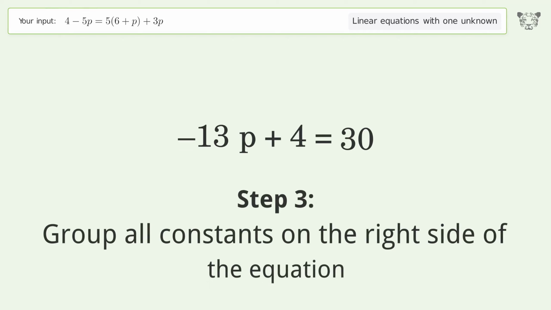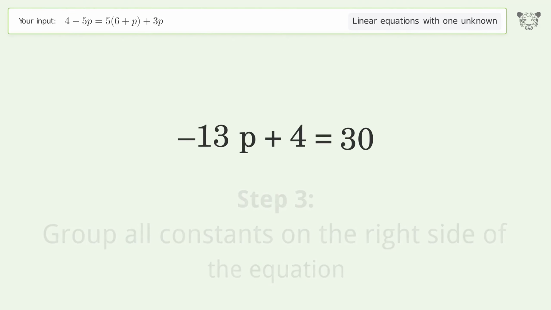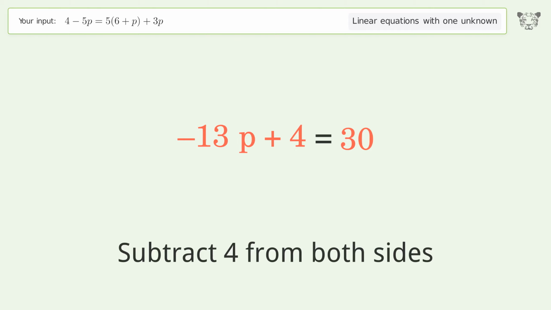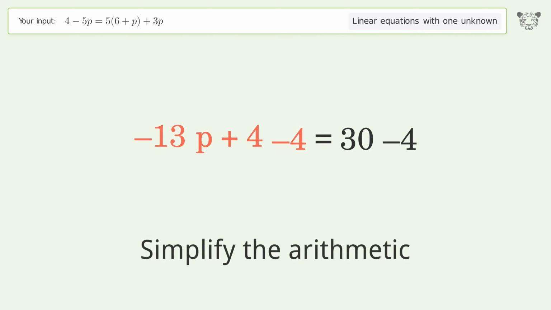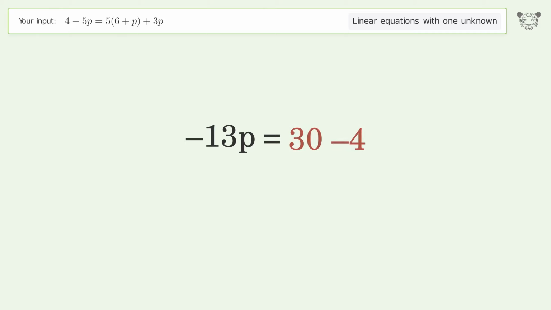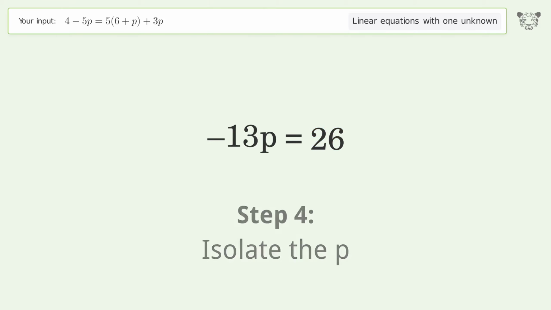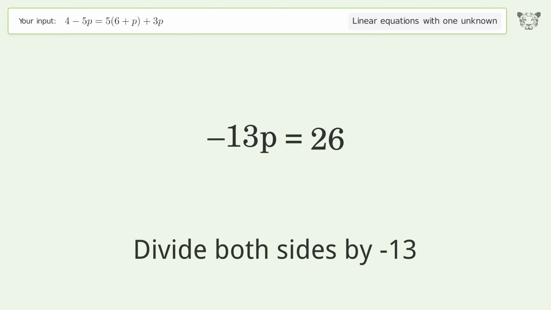Group all constants on the right side of the equation. Subtract 4 from both sides. Simplify the arithmetic. Isolate the p. Divide both sides by -13.